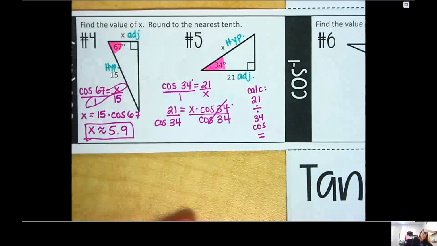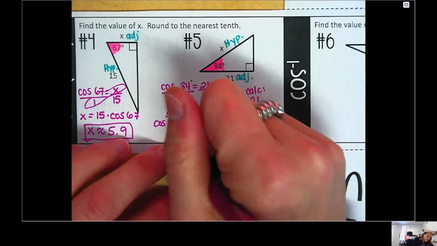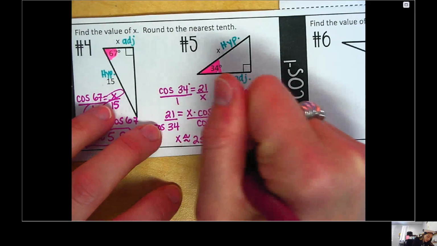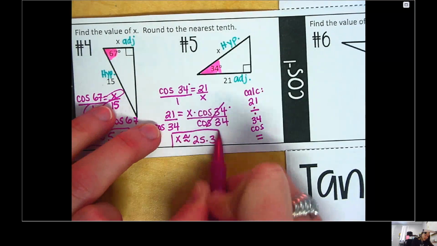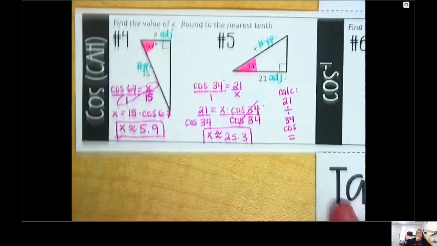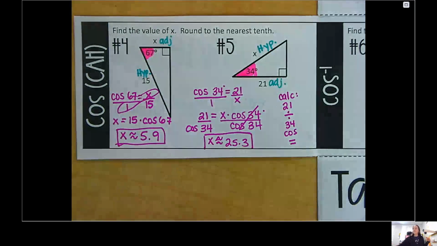So my answer for this problem was about 25.3. So side x is about 25.3. And since we are rounding for all of them, we are making sure to put the approximate symbols, right? Because it's not the exact answer here.